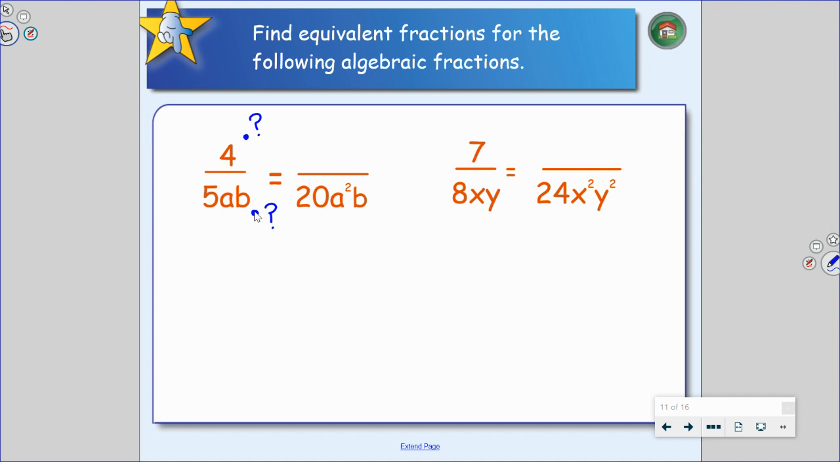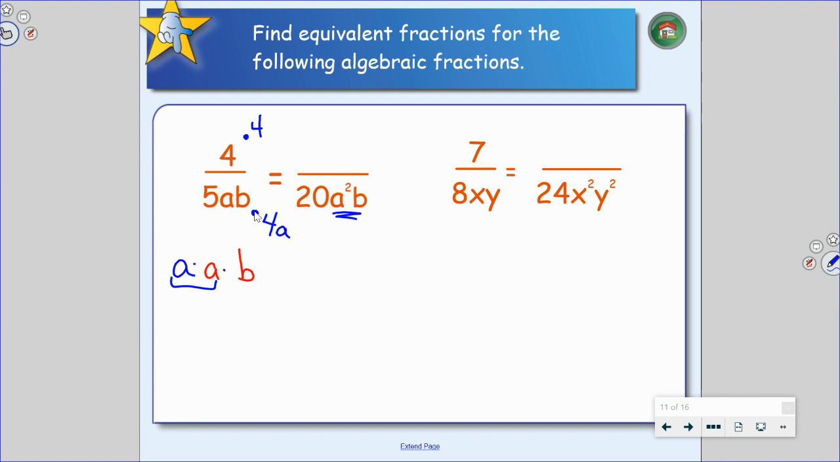We have to ask ourselves, 5ab multiplied by what will give us 20a squared b? Now, what I'll often do is just multiply and figure out the numbers first and then go back and figure out the variables. You already realize that 5 times 4 is going to be 20, so of course, we need to be fair to the numerator. However, right now we only have a b, and we would like a squared b. In other words, it's going to take multiplying by another a in order to get a squared times b.